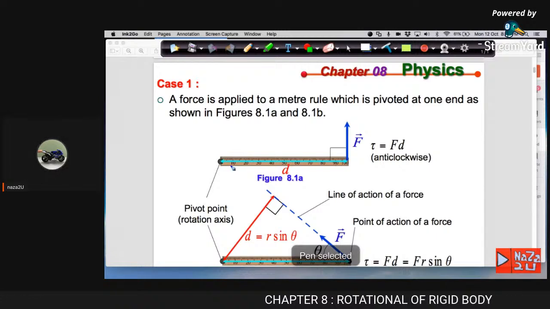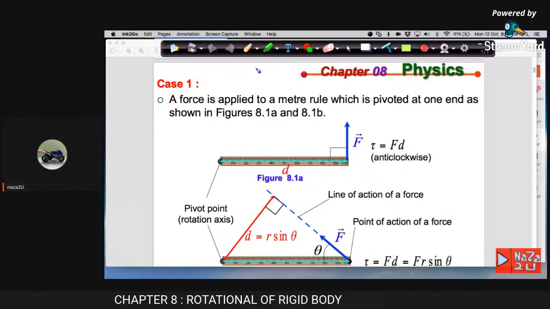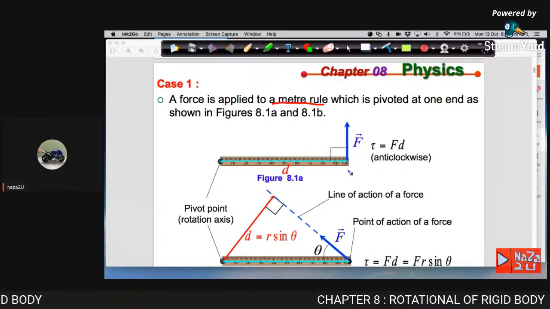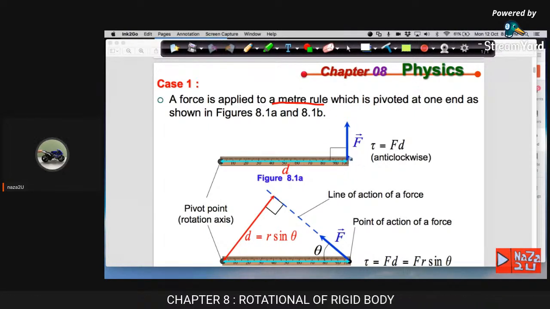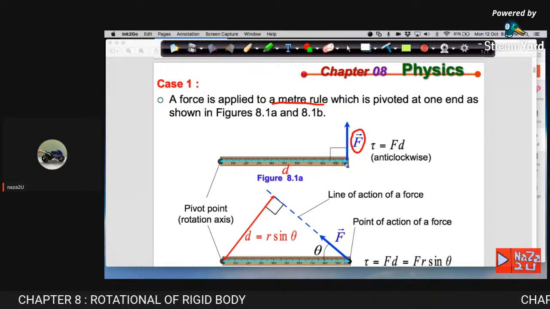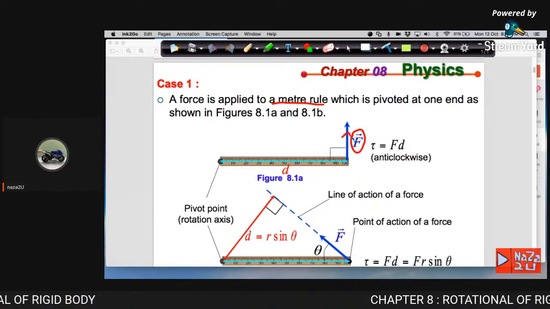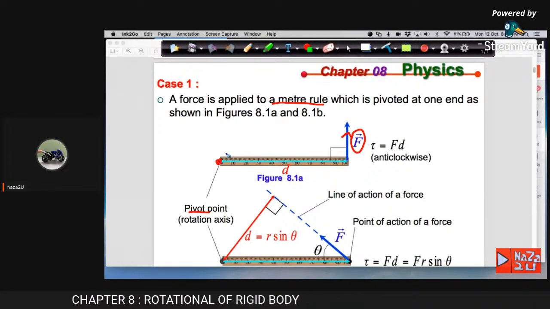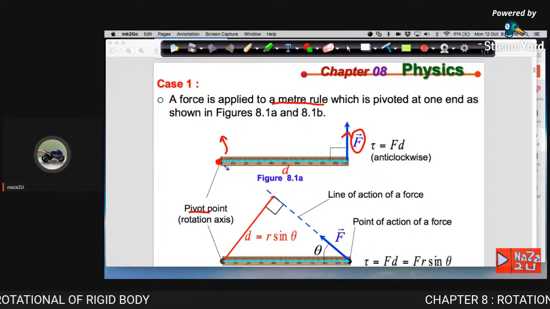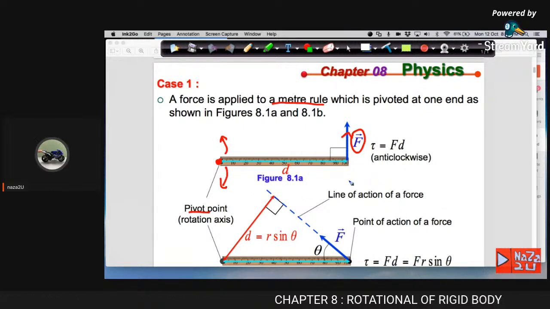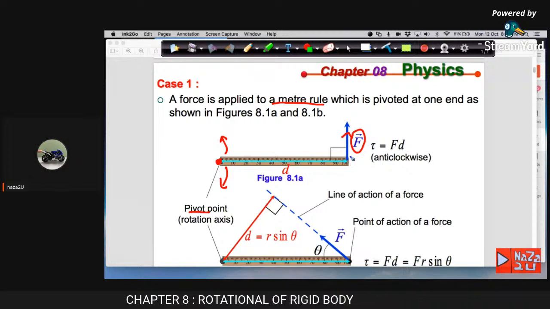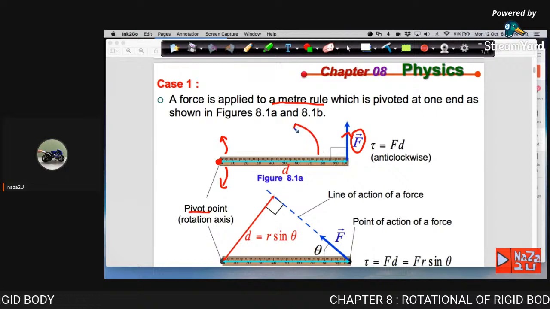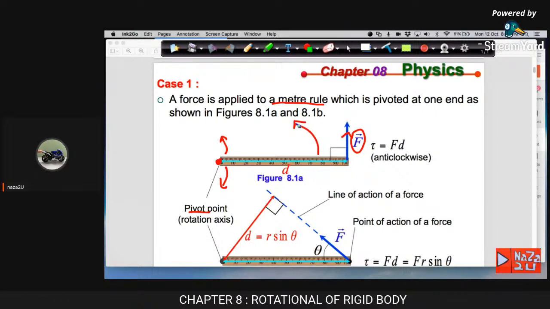So now, di sini dia pakai pembaris ruler. A force is applied to a metal rule. Okay, so this is a metal rule, and you have an external force F upward. Kamu tolak pembaris ini ke atas. Ini saya katakan tadi pivot point. Pivot point meaning here the object can move upward or downward. So if you push the metal rule with the upward force, dia akan berpusing. Metal rule ni akan berpusing ke atas.